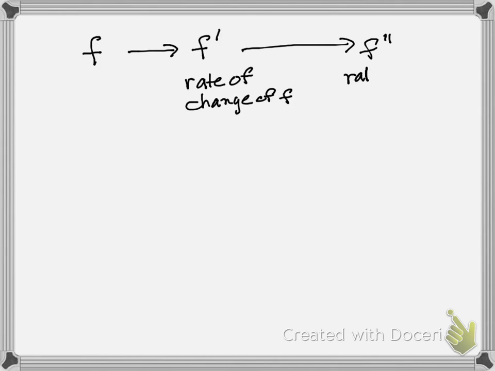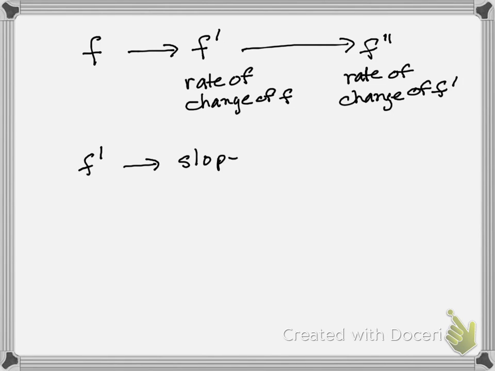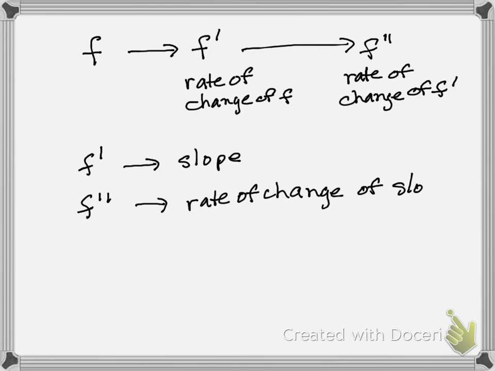So this would be the rate of change of f prime. Since f prime measures slope, f double prime measures the rate of change of the slope. Let's see what that looks like in practice.